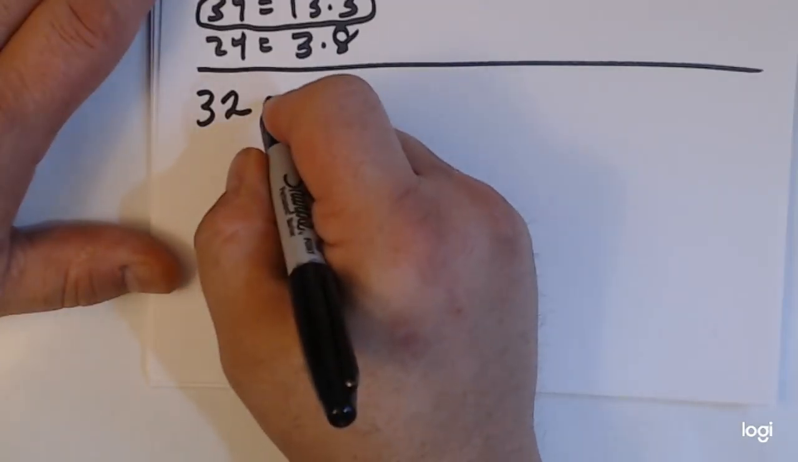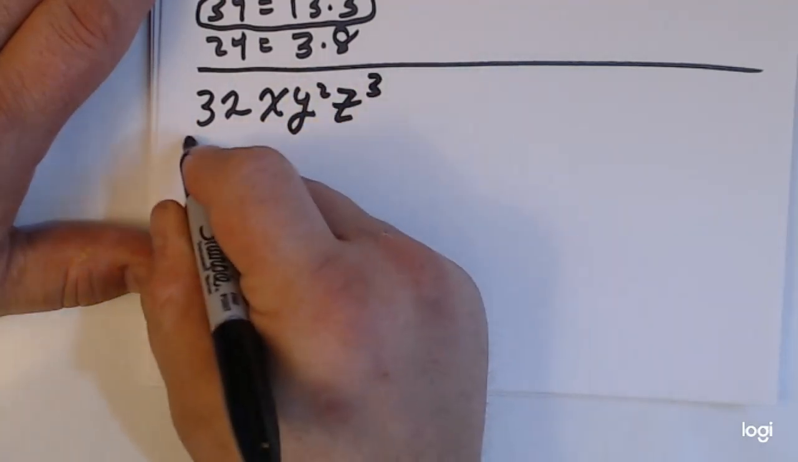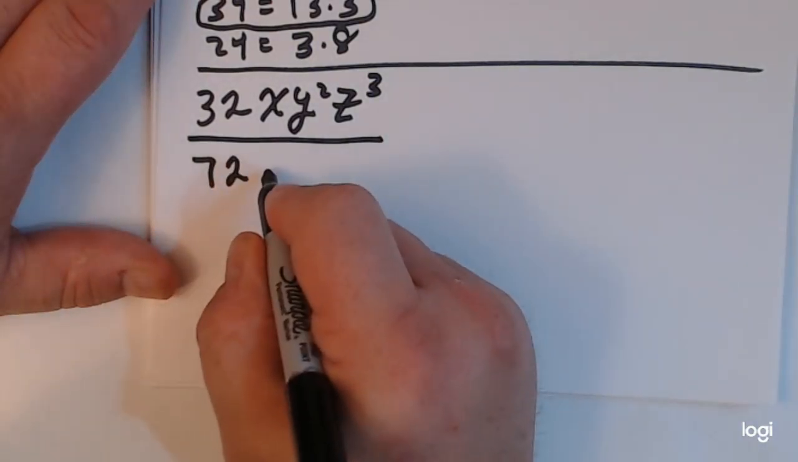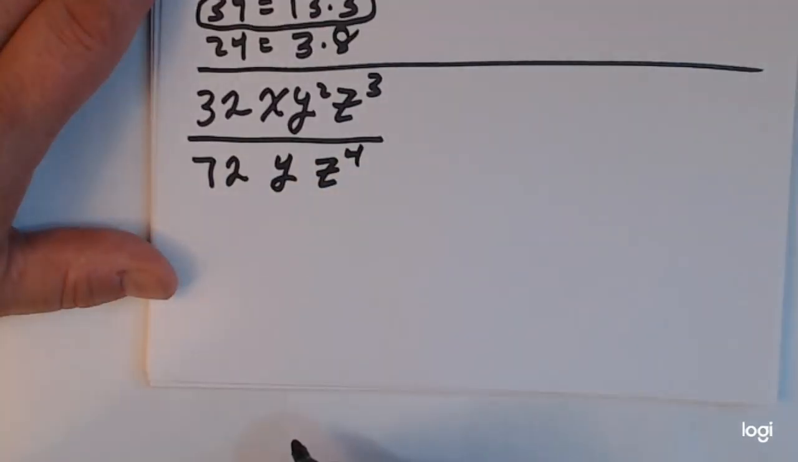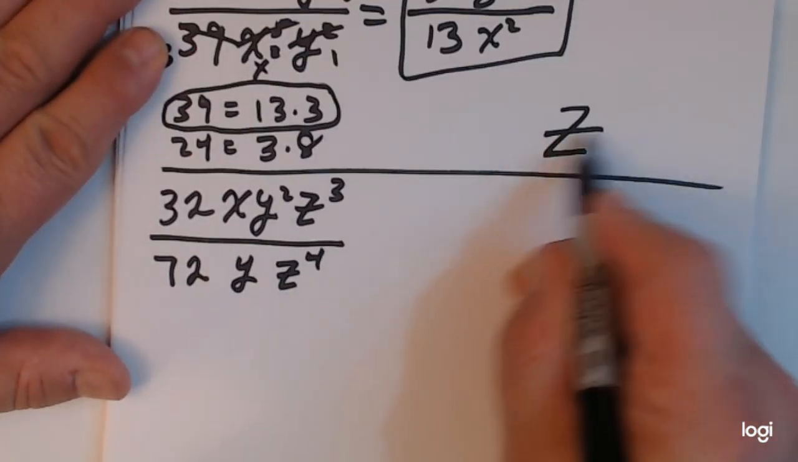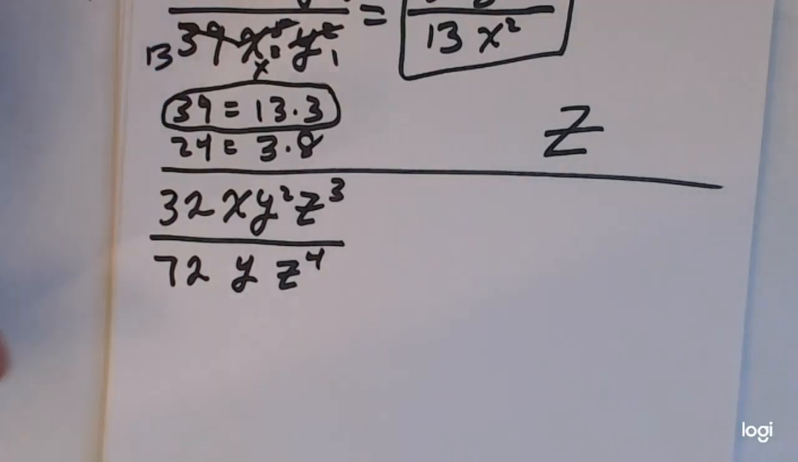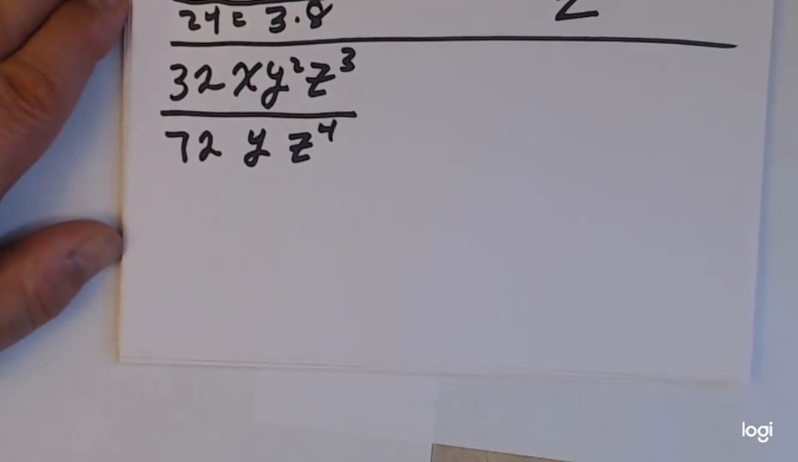32xy squared z cubed over 72y z to the fourth. Notice that when I write a z, I write a z with the little bar going across the middle, and that's so that it doesn't get confused with the number 2, which is easy enough to happen. And you should get into that habit of writing a z this way.